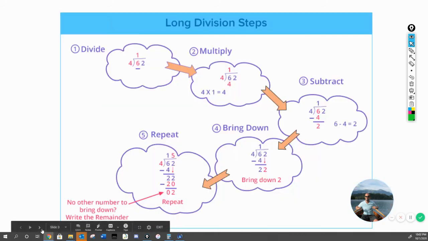Let's get to the next page, and I'm going to show you what this looks like in action. Why don't you take a moment and study this? Hit pause if you need to, but this shows all the steps pretty clearly.